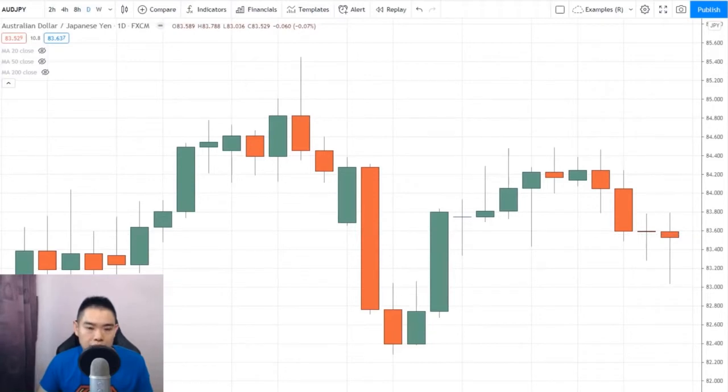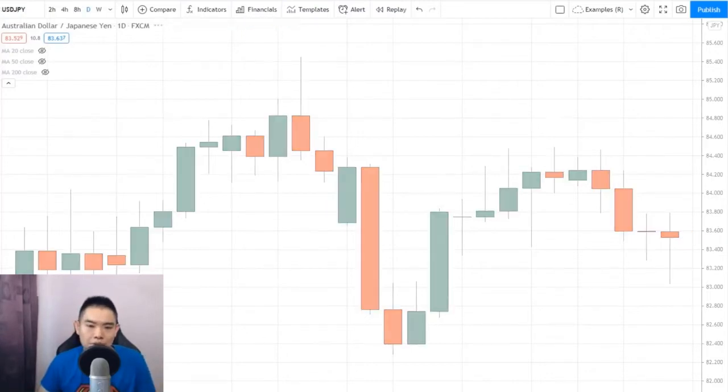For this candle, it tells you that this market opened at 83.589. So it opened at this price point, 83.589. The highest price point for the day is 83.788, which is over here. The low of the day is 83.036, which is here. And the closing price for this market for this day is 83.529, which is at this price point over here. Does it make sense? Let's do one more example.